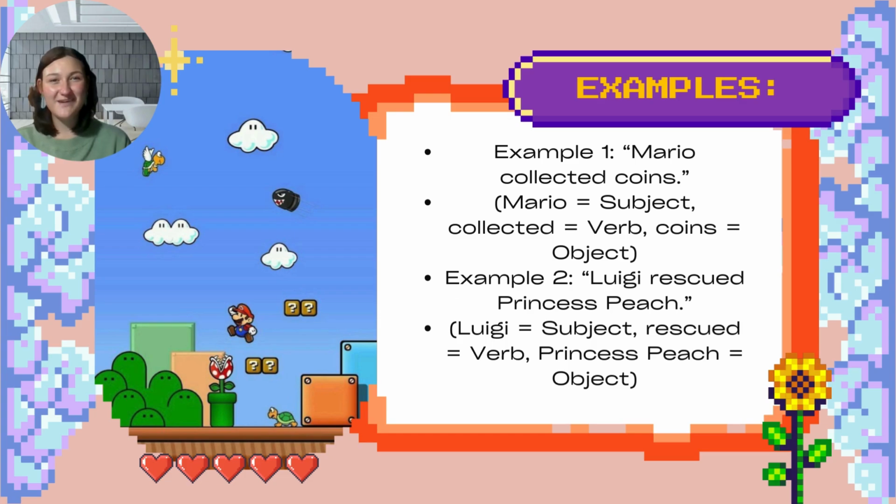Right, let's look at the examples. I want you to keep in mind that the subject is the one that's doing the action. Mario collected the coins. Mario is our subject, collected is our verb, and coins is our object.